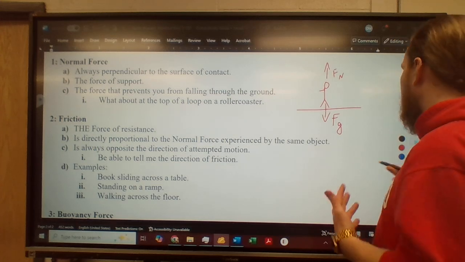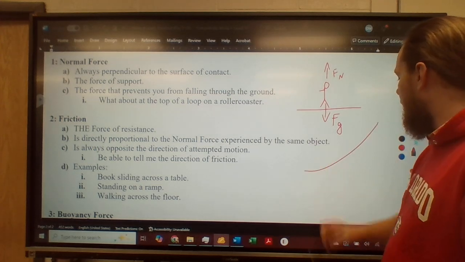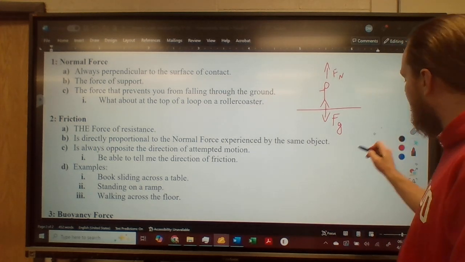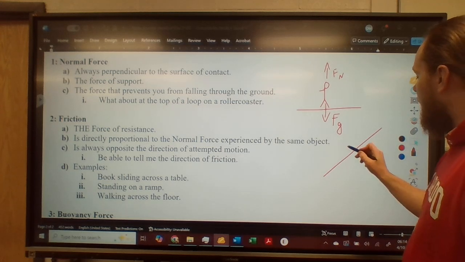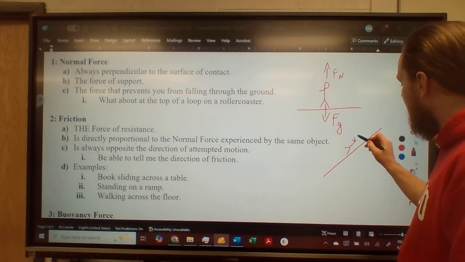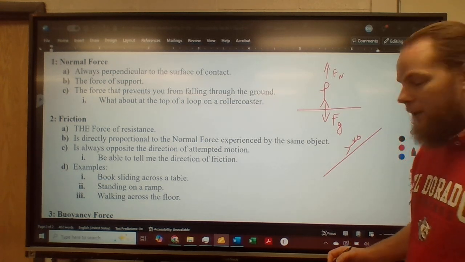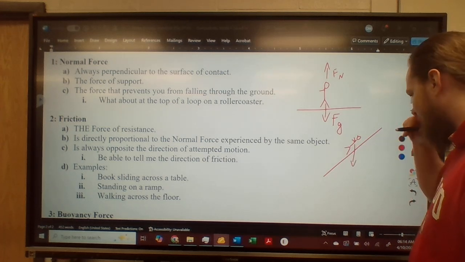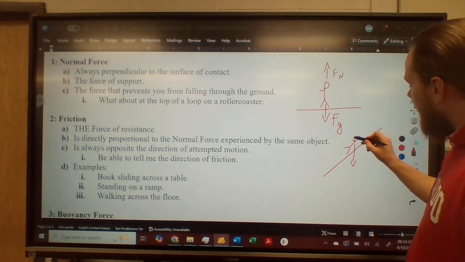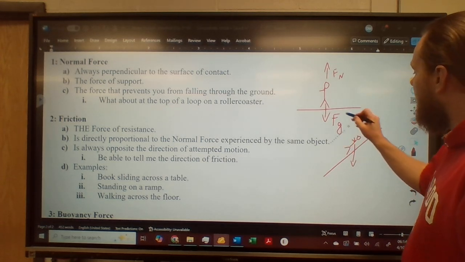When you're going down a slide, in the example I was using earlier, that's not a very good slide. Let's do it with that. When you are going down a slide, gravity is still pulling you down, but there is a normal force. I'm going to erase this.